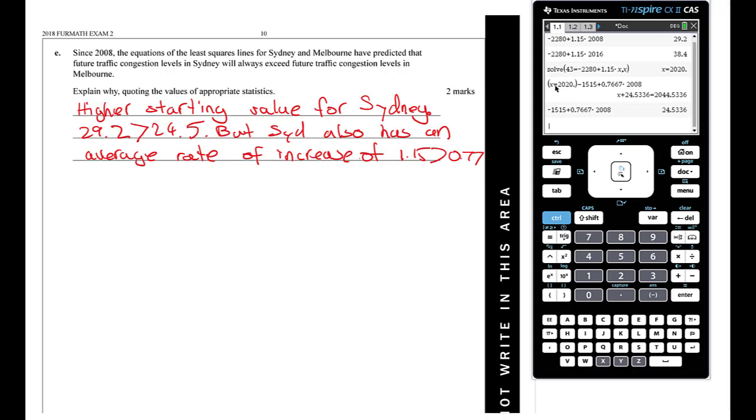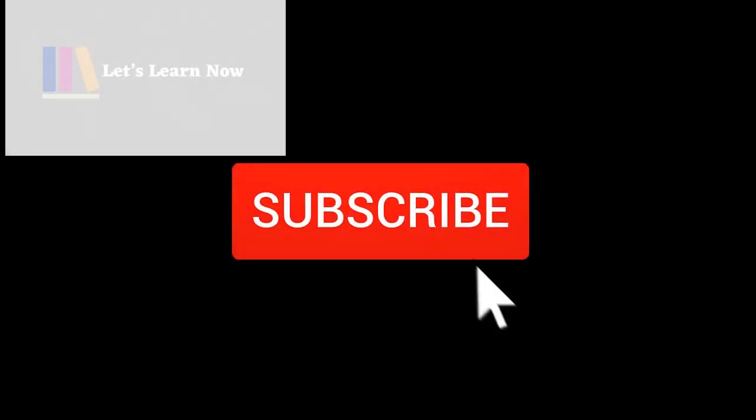So it's like saying if I have a graph like that, Sydney starting here, Melbourne starting here, Sydney's always going to be like that, Melbourne's going to be like that. That's basically what we're saying. You just got to maybe write a bit, and I've written it there. But that's what you're looking for in a question like that. Okay? And that's this question done.